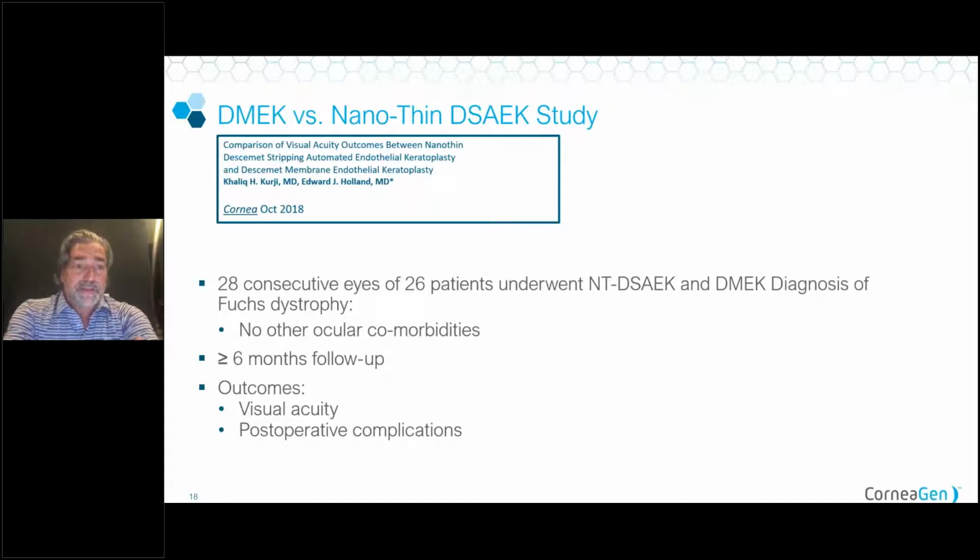So in one study, this is a good study out of Cornea, Ed Holland's group in 2018, he actually looked at head-to-head. Well, let's look at the best DSEK has to offer. Nano-thin DSEK in about 30 eyes versus DMEK in about 30 eyes. All of them had no other morbidities except for Fuchs dystrophy. Straight up, just Fuchs dystrophy. Let's compare apples to apples. A little bit better controlled study. 6-month follow-up. And let's look at visual acuity and postoperative complications. Next slide shows the results.